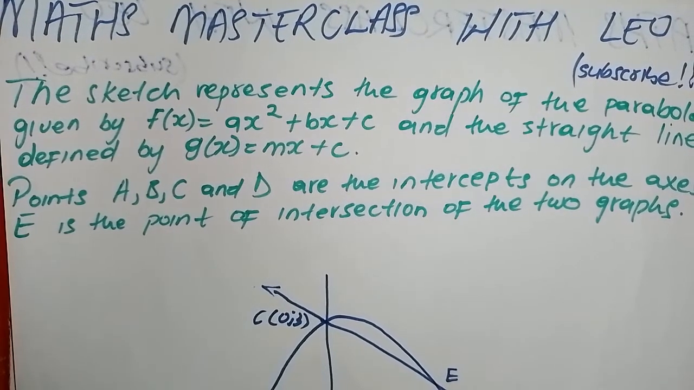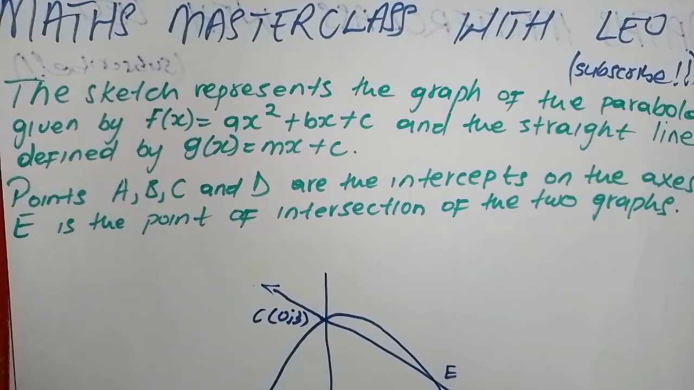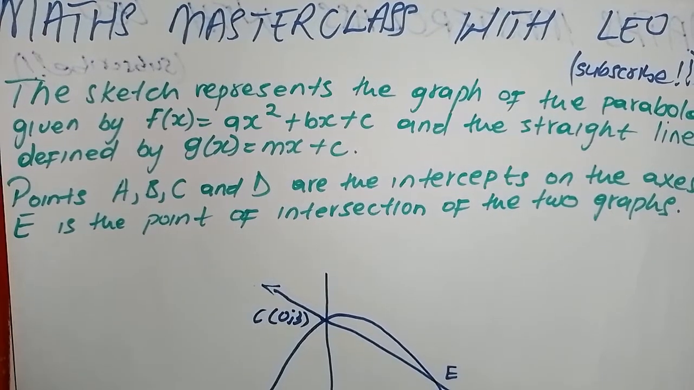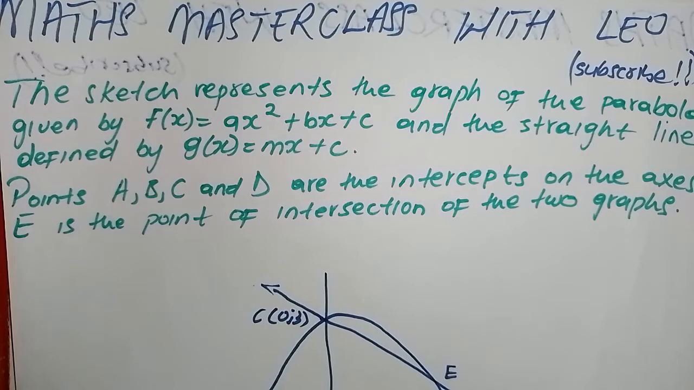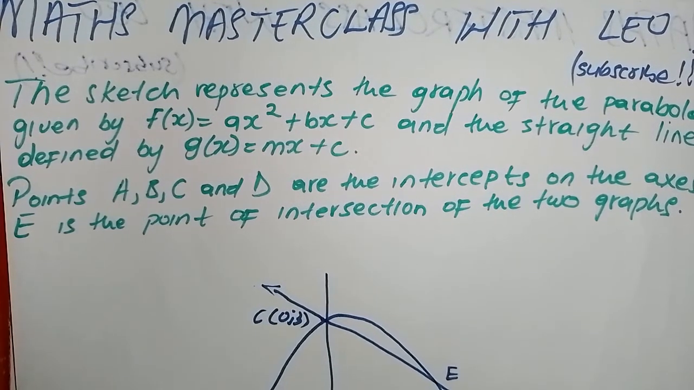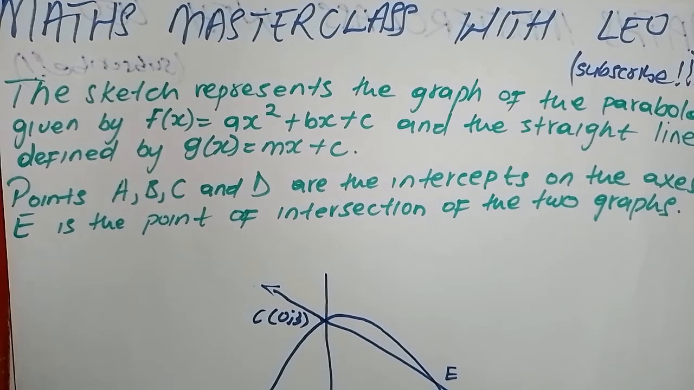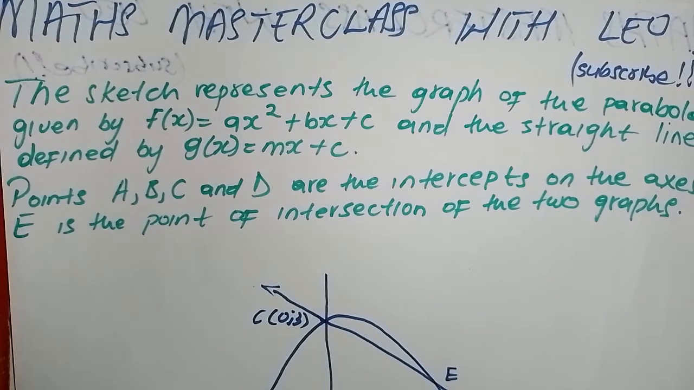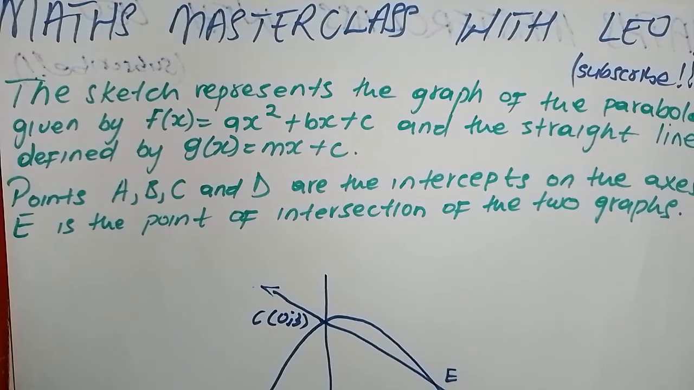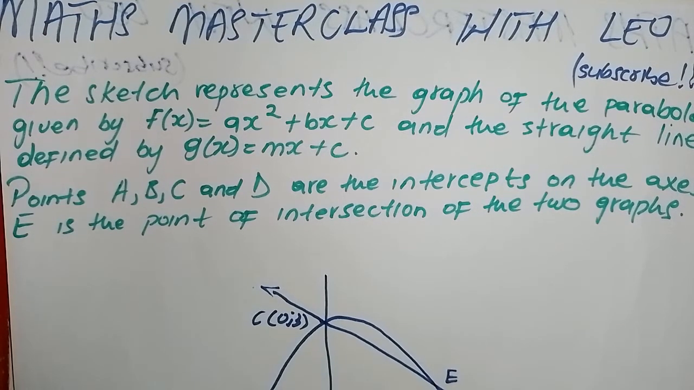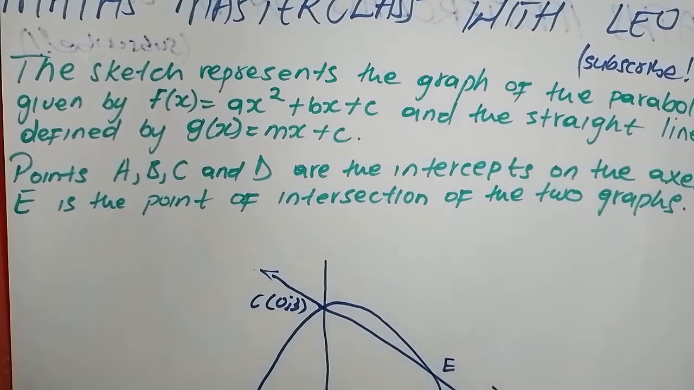Now they say the sketch represents the graph of the parabola given by f of x is equal to ax squared plus bx plus c, and the straight line defined by g of x is equal to mx plus c. Points A, B, C, and D are the intercepts on the axes. E is the point of intersection of the two graphs.